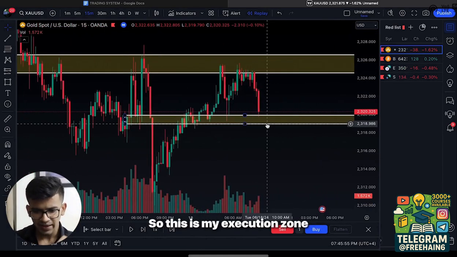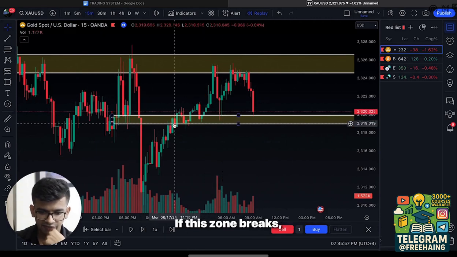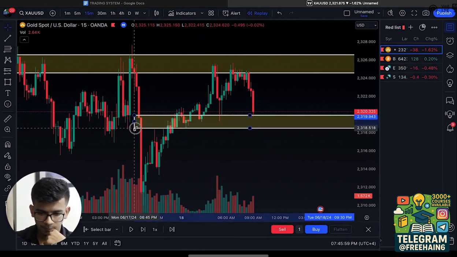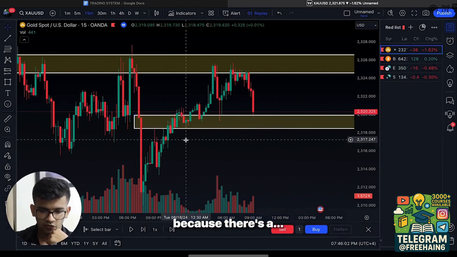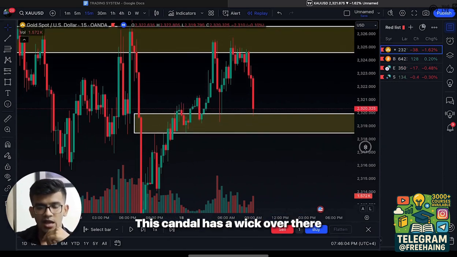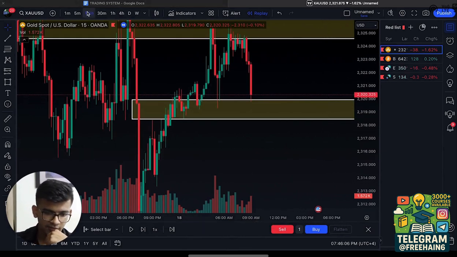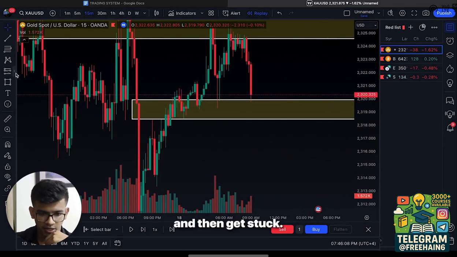So this is my execution zone on the 15-minute right there. If this zone breaks, let me just refine it there. This would be the perfect zone because this candle has a wick over there and we don't want to enter early into a particular trade and then get stuck.